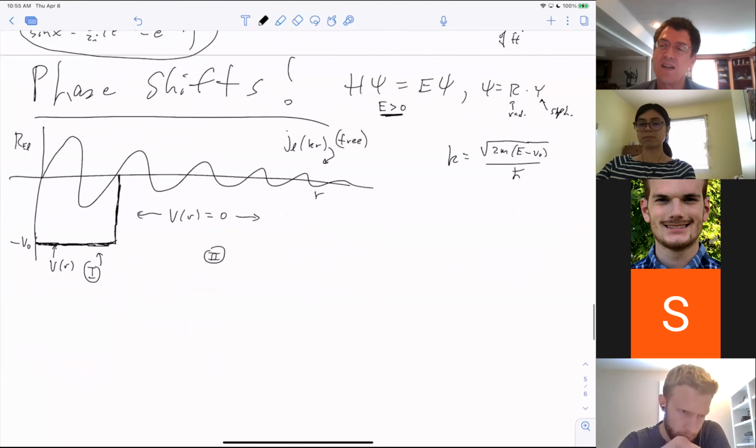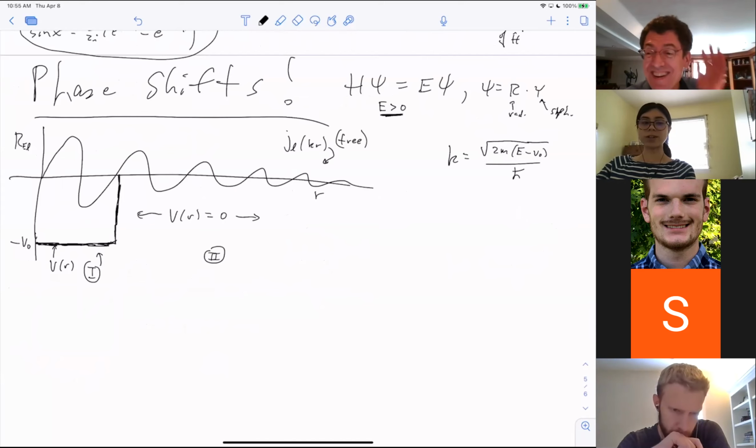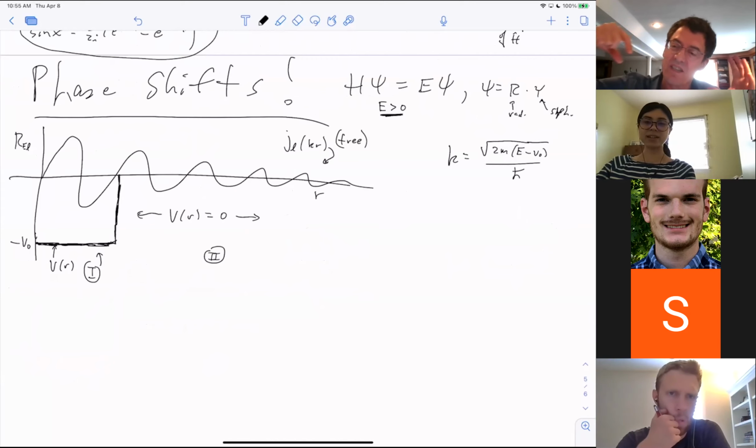Which one? Come on. Does it get shorter? What? Shorter? That's right. It gets shorter. And the way to think about it is that it has more energy, right?